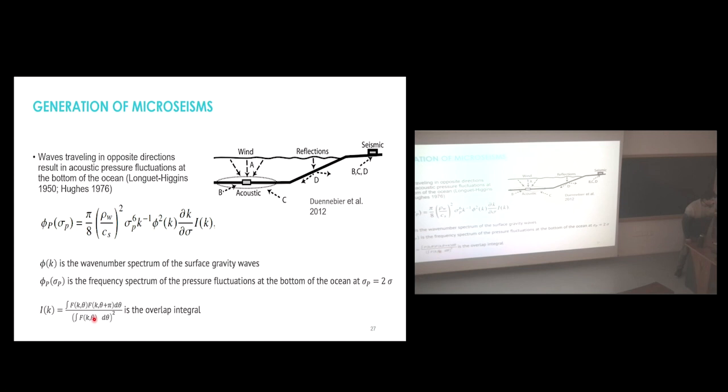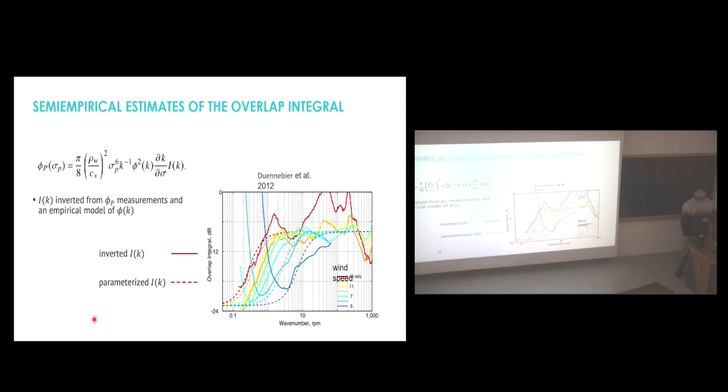Now, in a very nice paper, Duennebier et al. in 2012, they had pressure measurements at the bottom of the ocean north of Hawaii, and they measured the left-hand side. They used a parametric, empirical model for the 1D spectrum, and they inverted what should be this overlap integral. They knew at the time that the models would not predict the spreading well, so they asked, what overlap integral do I need to match the observations at the bottom of the ocean? And that's what they did, and these are the solid lines on the right-hand side at different wind speeds.